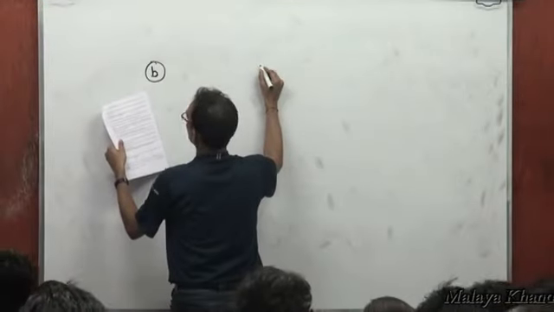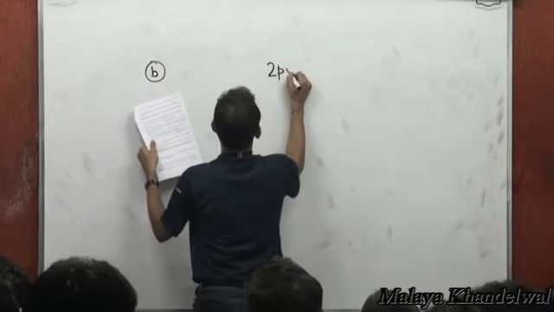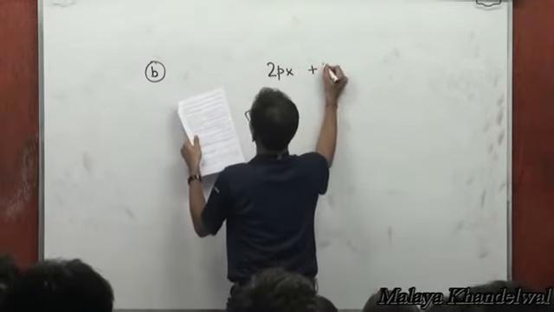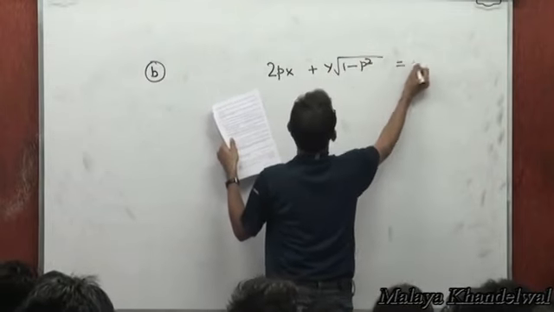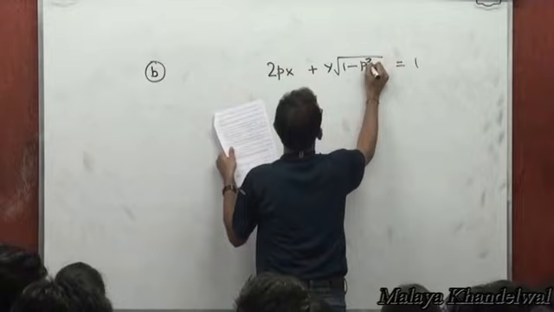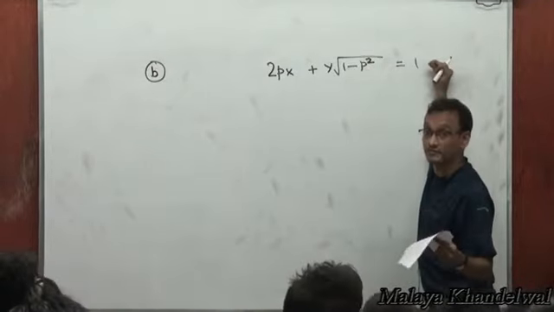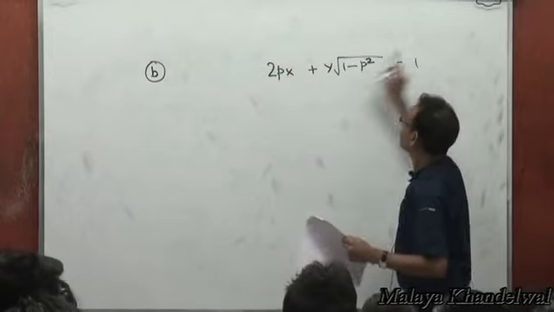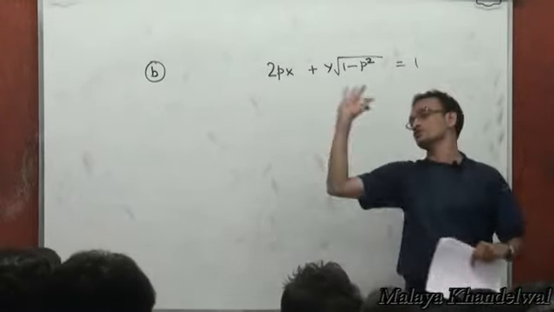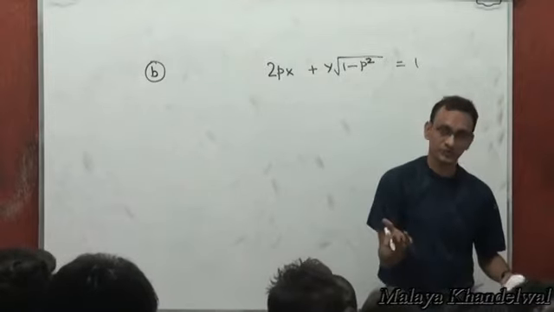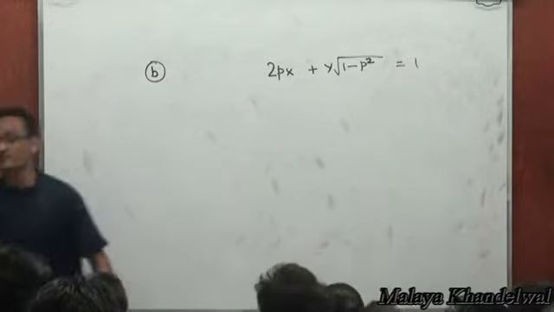So we have p, a real parameter, such that 2px plus y root 1 minus p squared equal to 1, for all values of p, touches a certain curve. We need to find the curve. For different values of p you will get different lines. It says that this is a tangent to a certain curve. You have to find that curve. And I have told you what to do here. Do you remember the concept of enveloping curves?